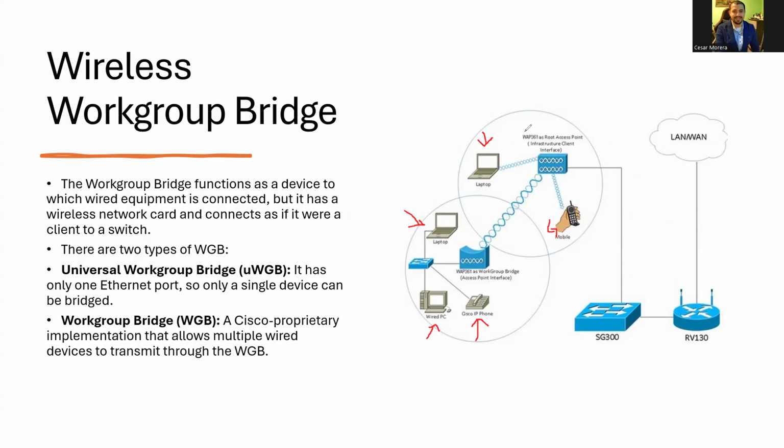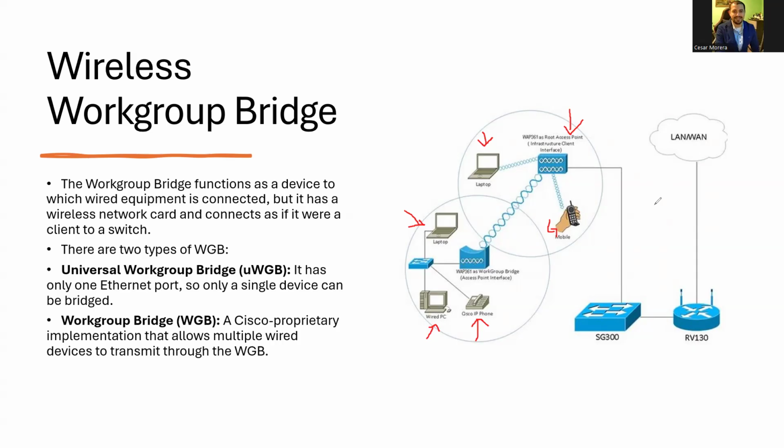And then we have WAP 361 as a root access bridge, as a root access point. Infrastructure client interface. And what do we have here? We have SG300, RP130. That's what we have. What else do we have? WAP 361. That's the one we have analyzed before. But we have the root access port, WAP 361 infrastructure client interface.